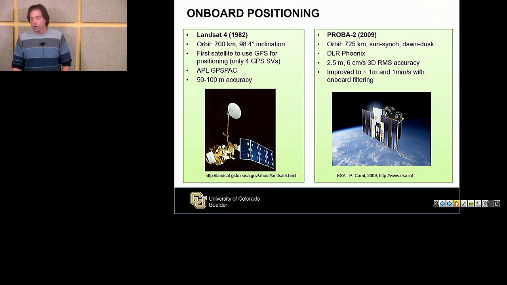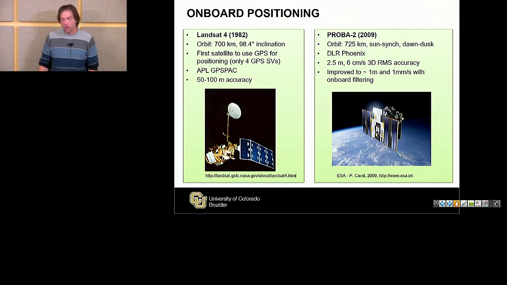So just a historical perspective, and I don't remember the numbers off the top of my head, but if you go back, one of the first GPS receivers flown was on Landsat 4 in '82. The constellation was barely populated in '82, and I forgot what the mass was, but I know it used more than 45 watts of power, basically, just to fly that receiver.